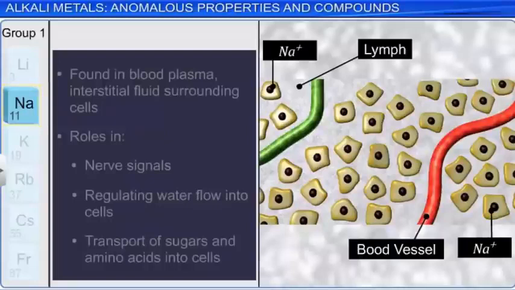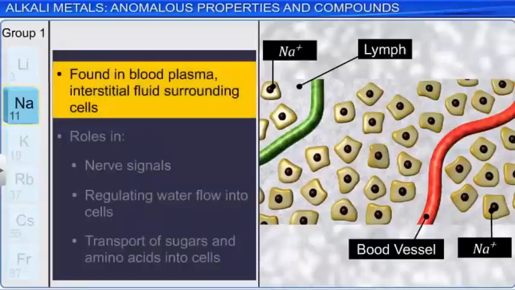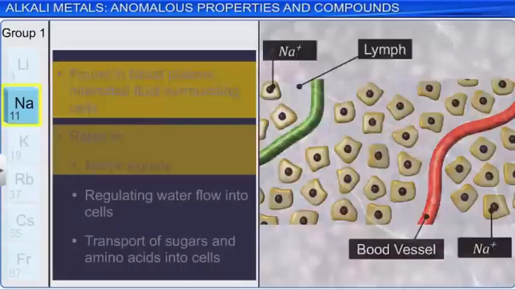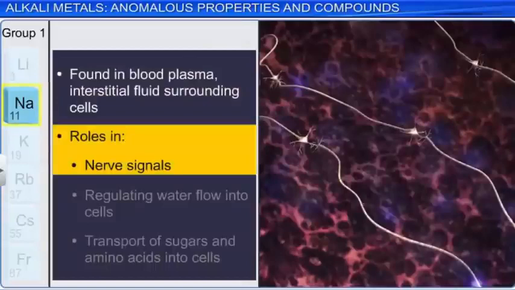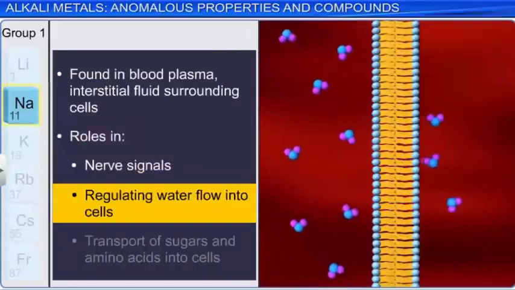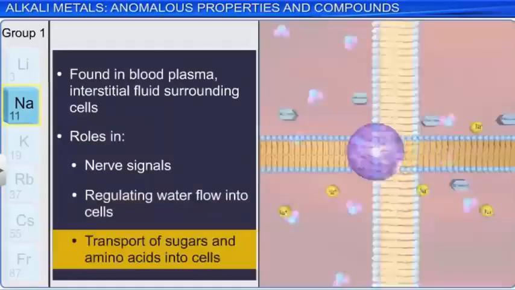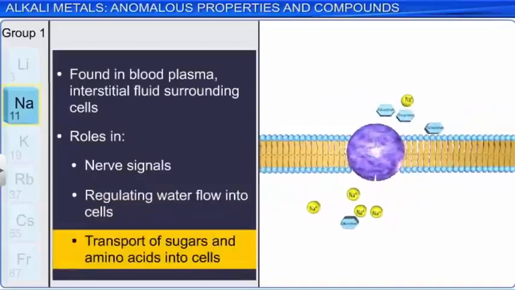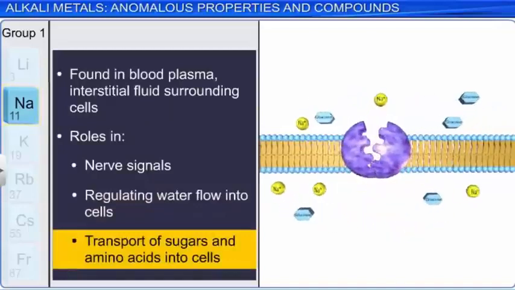Sodium ions are found primarily in blood plasma and the lymph fluid surrounding the cells. Sodium ions play important roles in nerve signal transmission, regulating the flow of water into the cells, and the transport of sugars and amino acids into the cells.